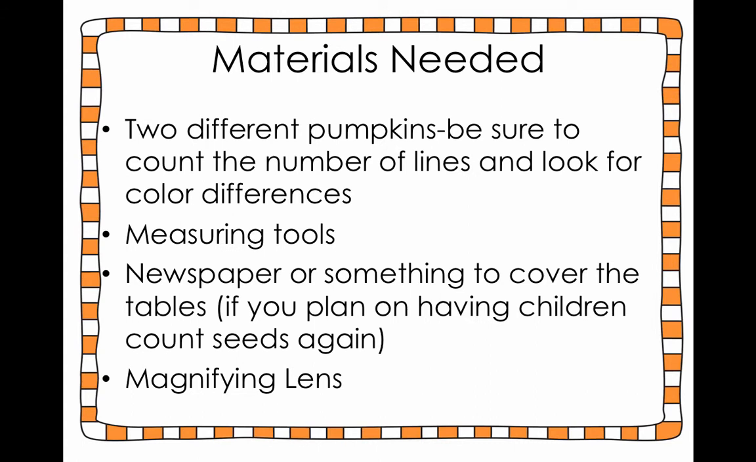You're also going to want to have measuring tools. You're going to want to have a measuring tape that's flexible. Rulers are not useful in this lesson plan, because you're going to want to be able to measure the circumference around the pumpkin. You also need to have a scale that you can find the weight and mass of your pumpkin. Bathroom scales work great. You'll also, if you're going to have the students actually count the number of seeds again, if you haven't done that, you're going to need newspaper or something to cover the tables because it's going to get messy when they start pulling those seeds out. You might also want to have some magnifying lenses on hand.